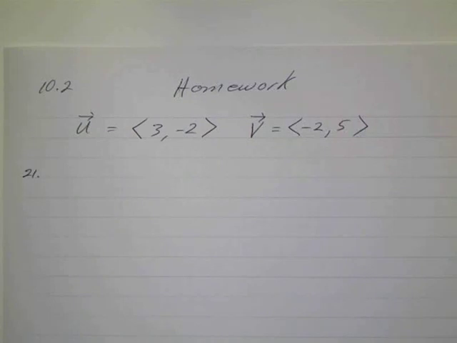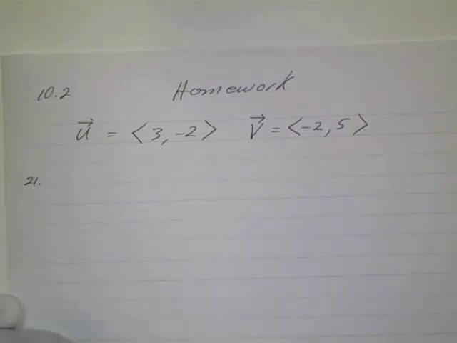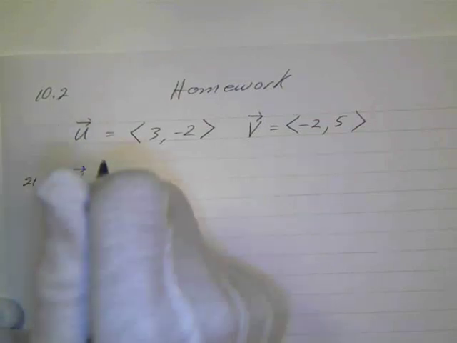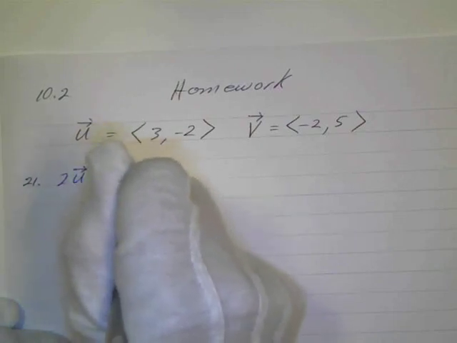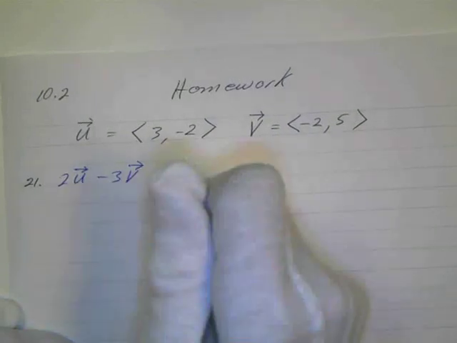Okay, number 21 from section 10.2. Now again, u and v are these two vectors, and that's in their standard representation, so we've got the horizontal and vertical components. So that makes it real easy to work with. So number 21, they want 2 times u minus 3 times v. First of all, they want the vector in component form.